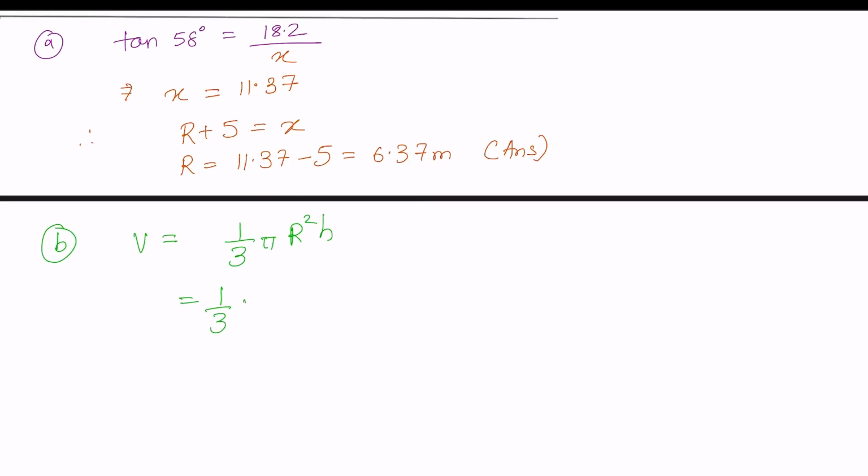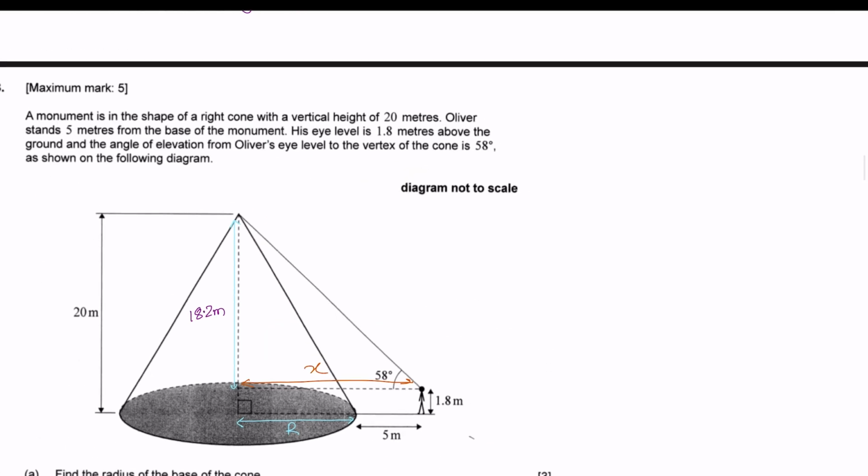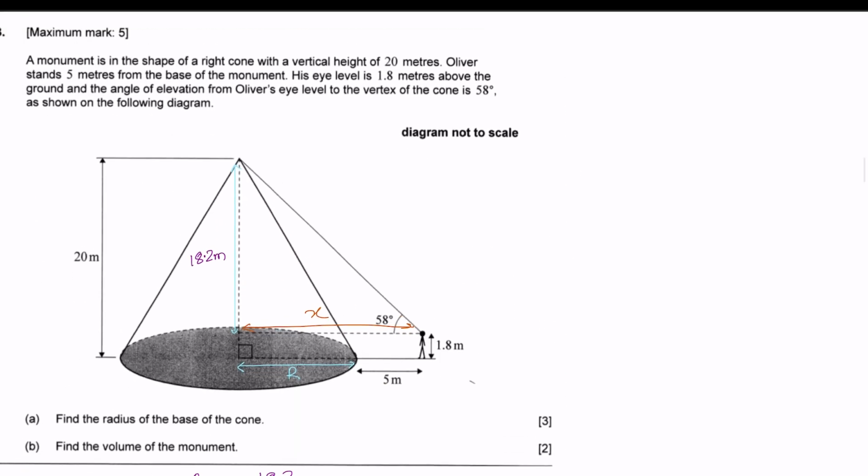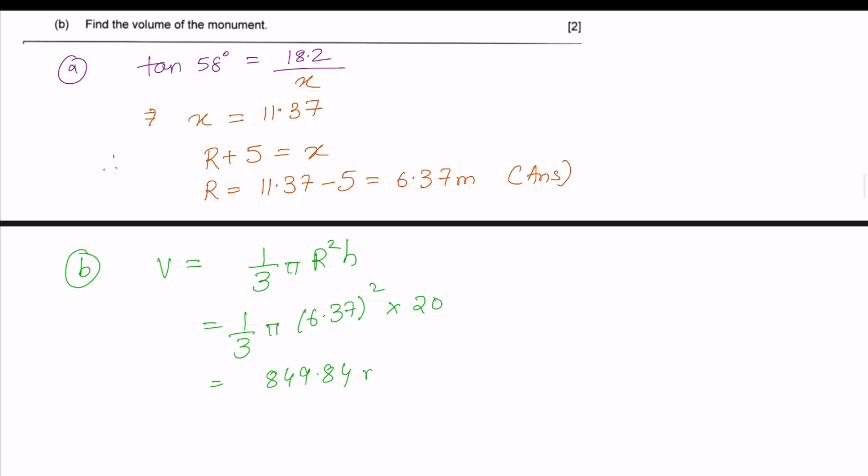So 1 by 3 pi 6.37 whole squared. Height would be 20 meters, so just 20, sorry. Now if I plug it in a calculator, I'll get 849.84. For the units, I have to check, okay, it's in meters, so the unit of this would be meter cubed.